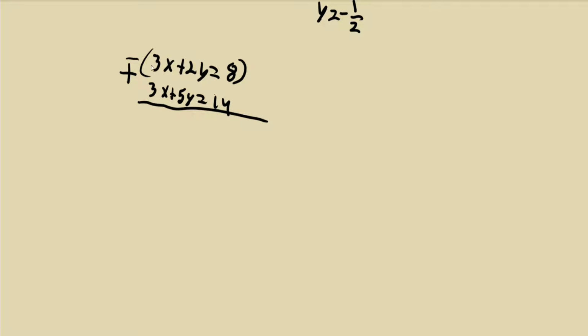Multiplying by negative 1, we get negative 3x minus 2y is equal to negative 8. Remember, we multiply the whole equation, so everything is converted. Here the x terms cancel out, and negative 2y plus 5y is just going to become 3y. Negative 8 plus 14 is equal to 6. Then we divide both sides by 3, and y is equal to 2.